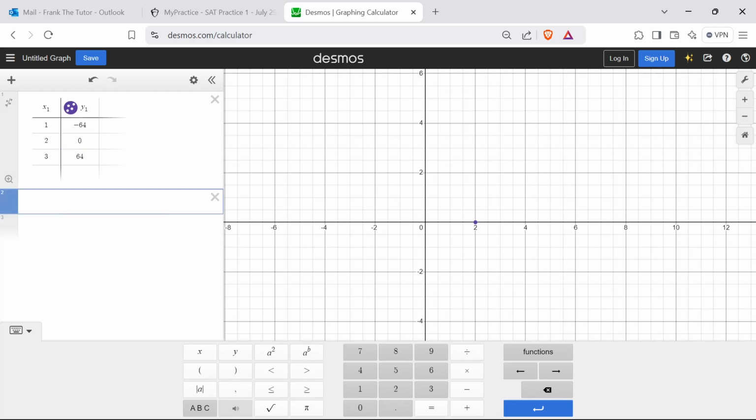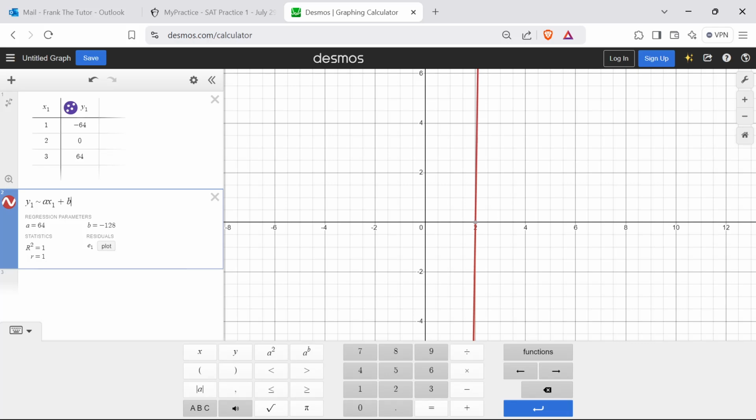Those are subscripts. So I can type y subscript 1, by hitting shift dash and then 1. And then instead of equal, I put the tilde, shift, and then it's usually the key all the way to the left of the numbers, over the single quote. Then I put a times x subscript 1 plus b. And then it gives me R squared equals 1.